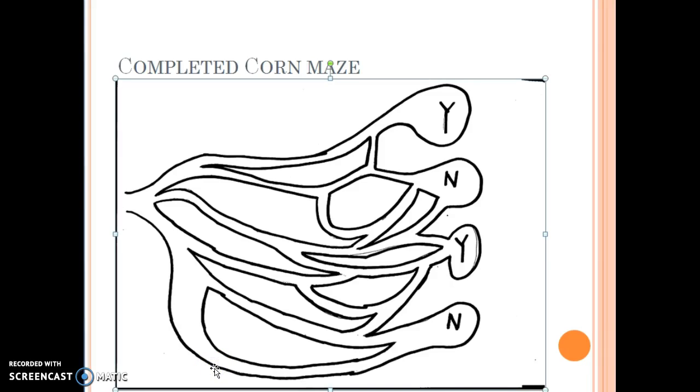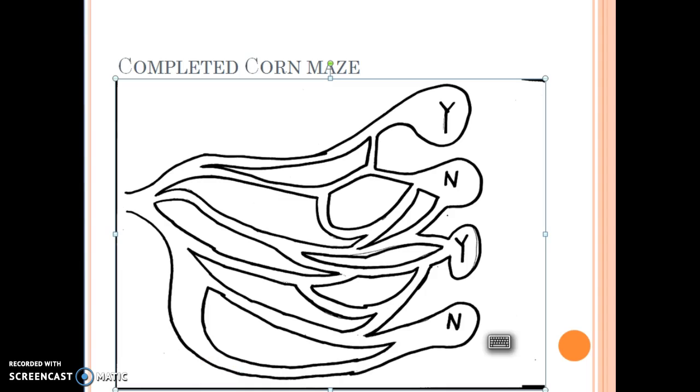Hi, this is to continue from previous videos. In previous videos, I showed you how to make a corn maze using the area models. As I said, I had many trials and many adjustments before I came up with the final answer.